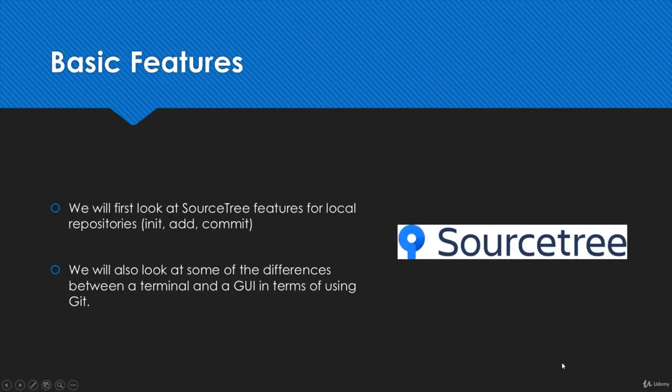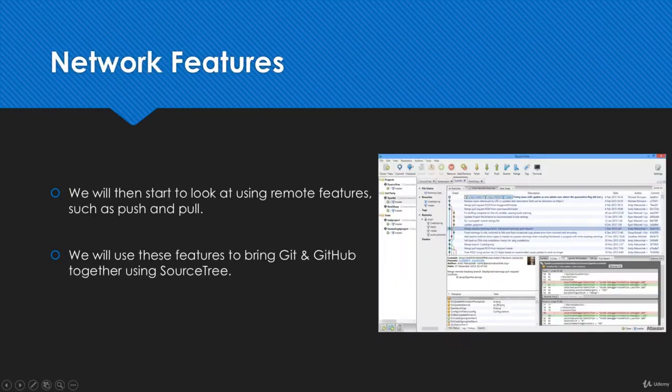So first of all, we're going to look at some of the basic features on SourceTree. So init, add, commit, all of the things that we learned in the Git basics section. So we're going to look at these, but we're also going to try and point out some of the differences between using a terminal and a GUI like SourceTree.